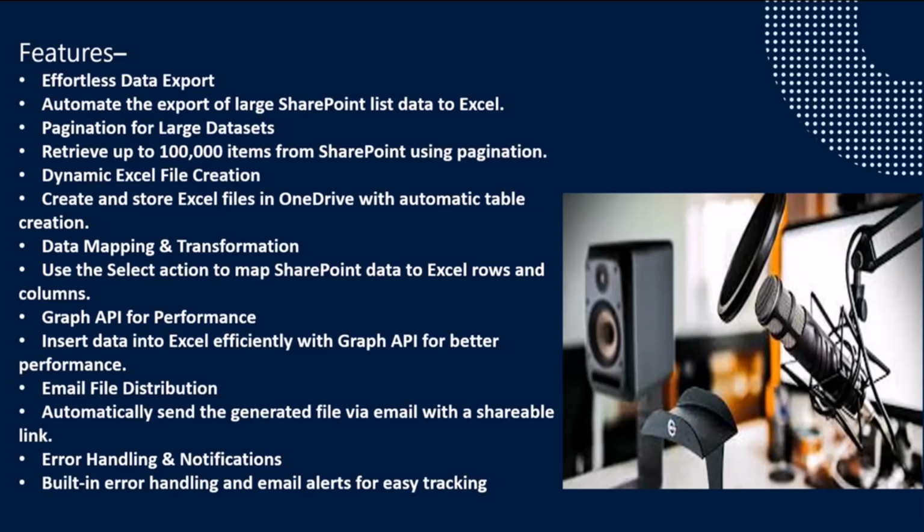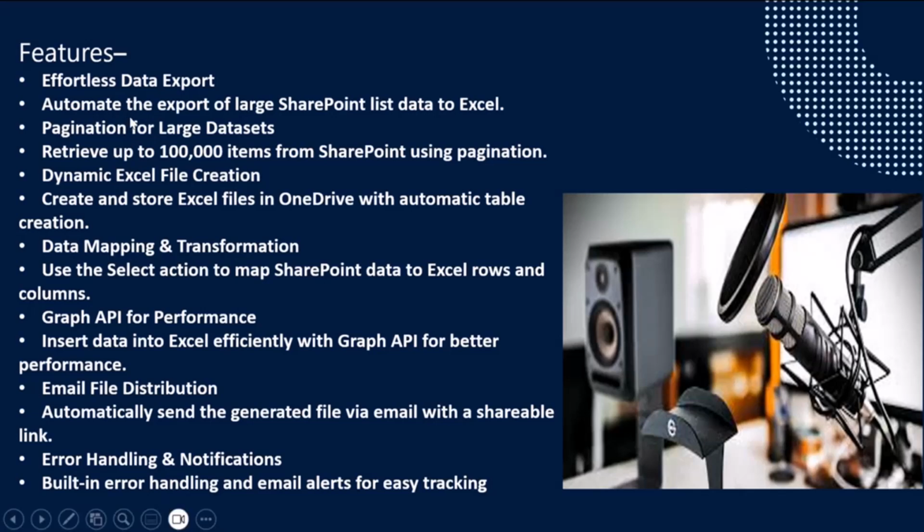Let's say in my case, when I was working with one of the clients, we had a list threshold issue, like if data is more than 5,000, the out of the box solution will not work. So for that, I had this solution in my mind, where we build a Power Automate flow that can export a large SharePoint list, and we can use pagination in the Power Automate settings, where we can get more than 5,000 items.